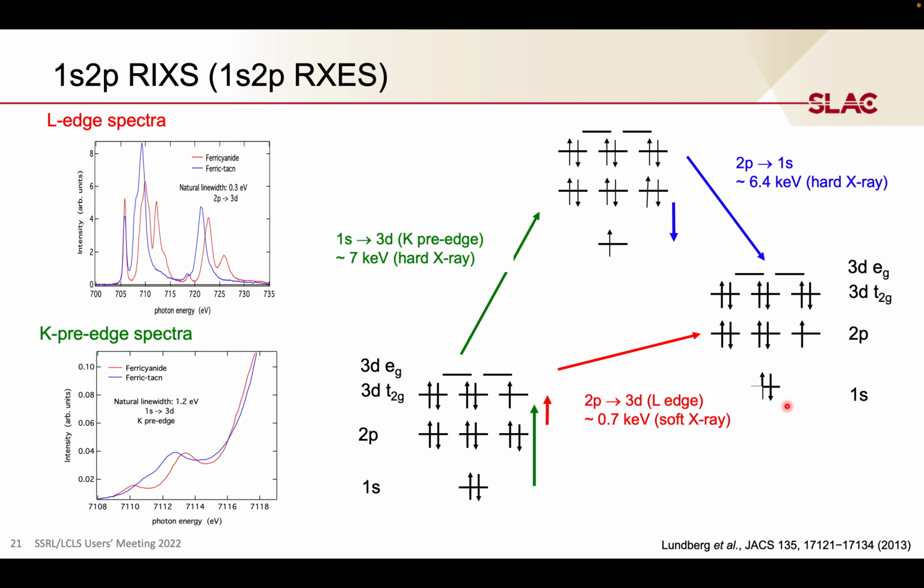What's interesting is that this final state configuration, you can also get directly by just exciting from a 2p into the 3d, which is an L-edge experiment. It's a soft X-ray experiment. The other two are all hard X-rays, and this one has the same final states as the soft experiment. That's particularly interesting because the soft X-ray has a lot of features, a lot of peaks, and you can interpret the data. When you do the experiment at the K-edge for the same complexes, it is pretty broad and not so information rich. But since we now reach the same final states, we do get something that's similar to an L-edge.